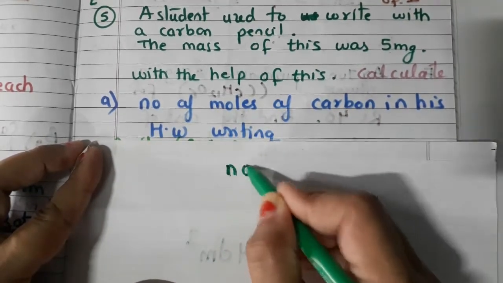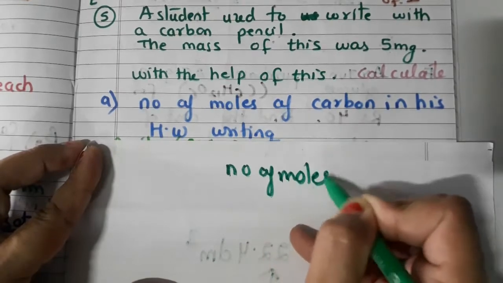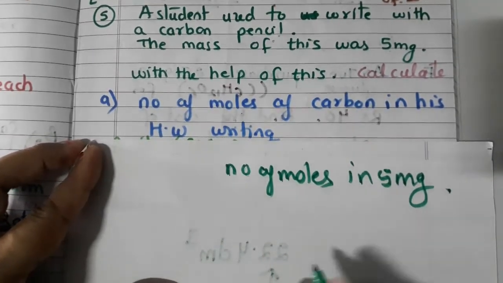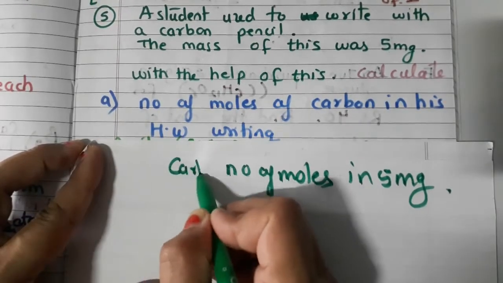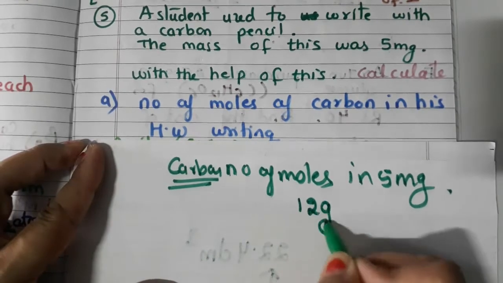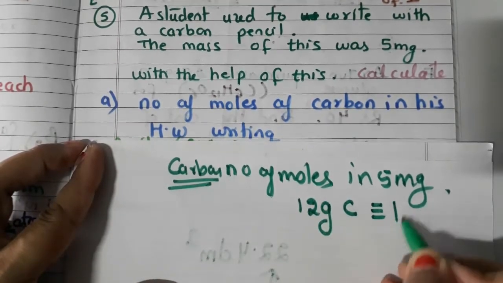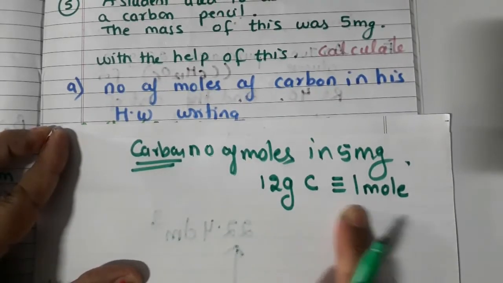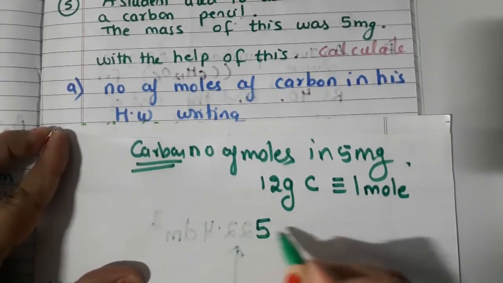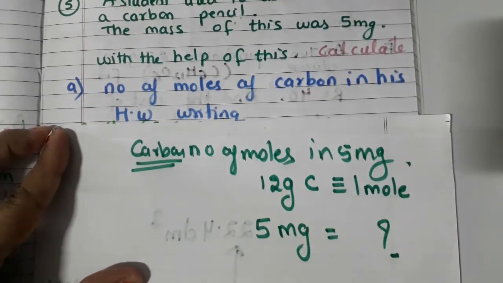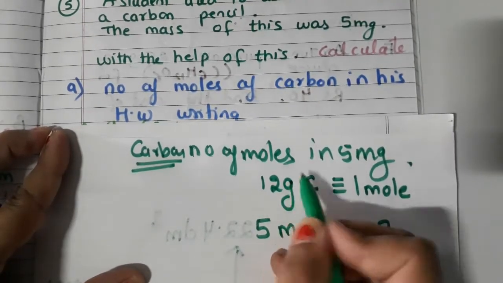They are asking how many moles are present in 5 milligram of carbon. Please make sure you do not forget that 12 grams of carbon corresponds to 1 mole. So we will convert this grams to milligrams first.